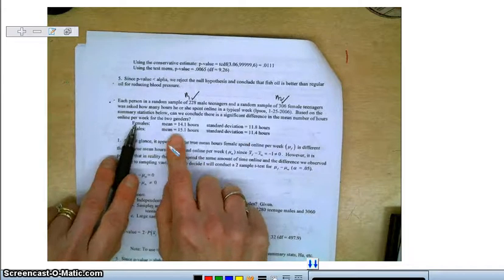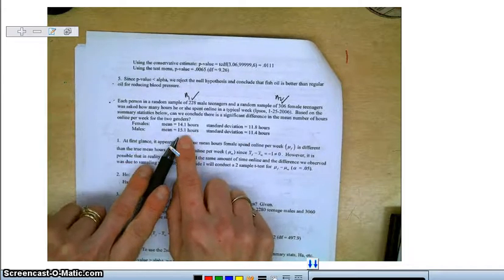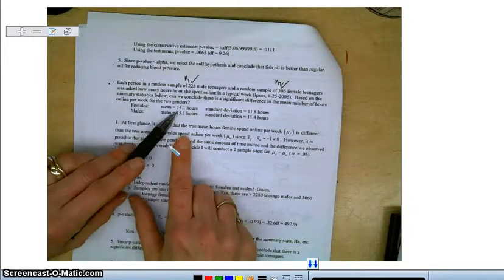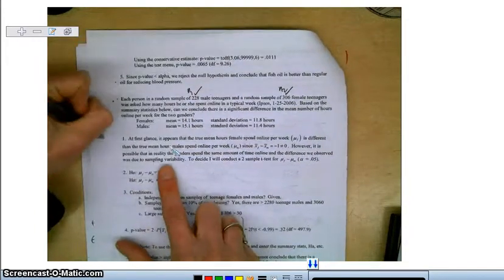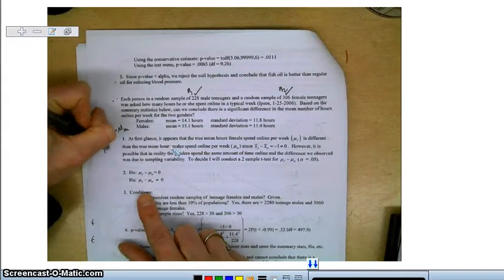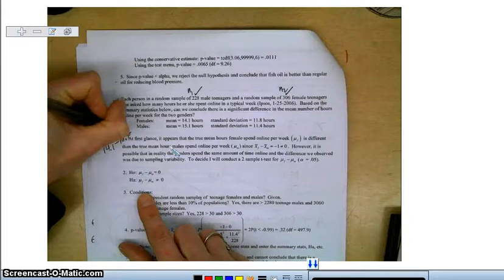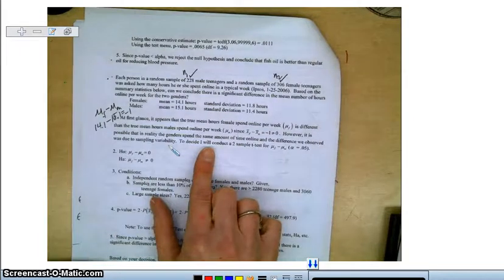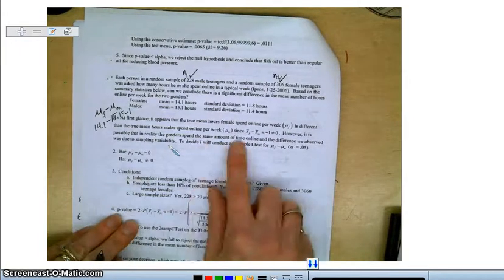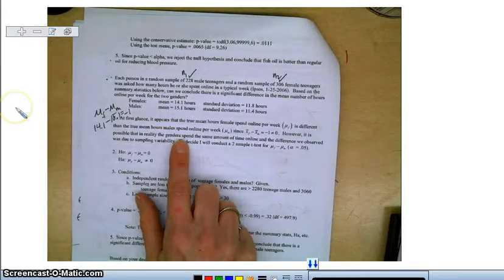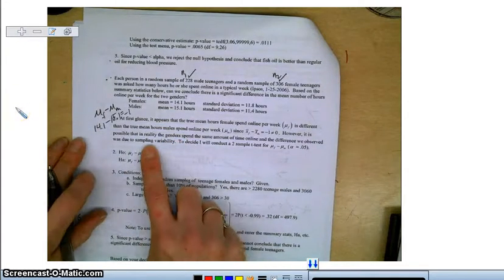So the females had a mean of 14.1 hours and the males a mean of 15.1 hours, and here are their standard deviations. So at first glance, when you take the mean of females minus the mean of males, 14.1 minus 15.1, you get -1. So it does appear that there is a difference of -1, meaning females spend less time online than males. But it's possible that in reality the genders spend the same amount of time online, and the difference we observed is due to sampling variability in this case.